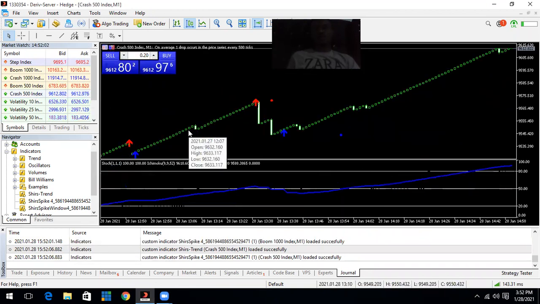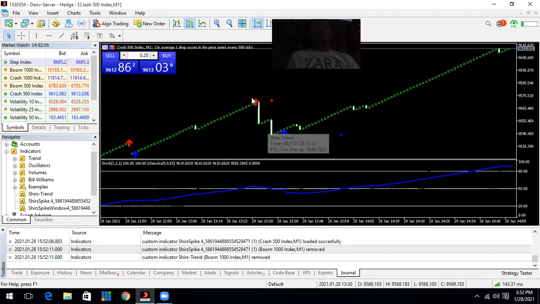Basically, this is Crash 500. This red arrow and blue arrow show you how the market is going. When the red arrow shows, it tells you that the market is coming on a sell. The blue arrow tells you the market is going to be on a buy, just like you are seeing in all these places. These are the arrows you work with.